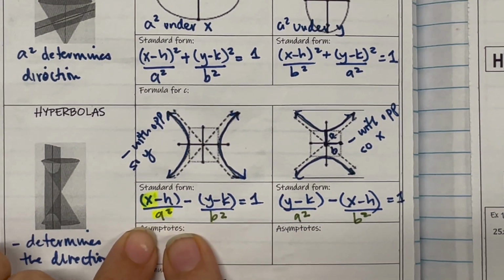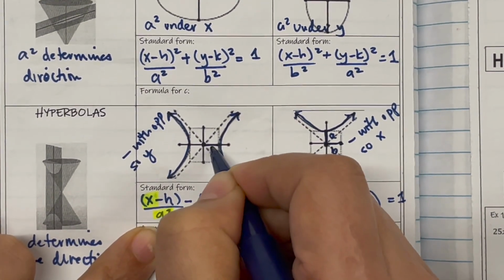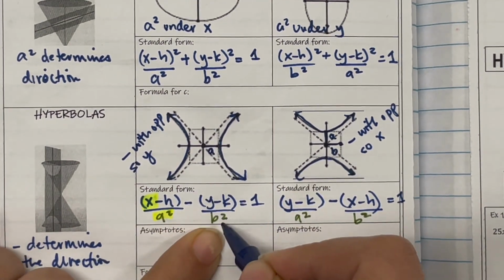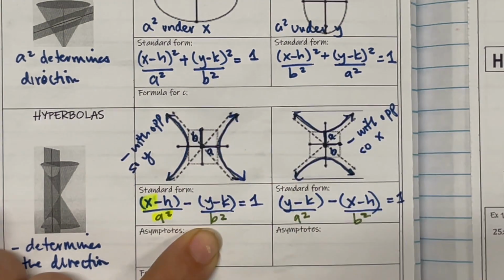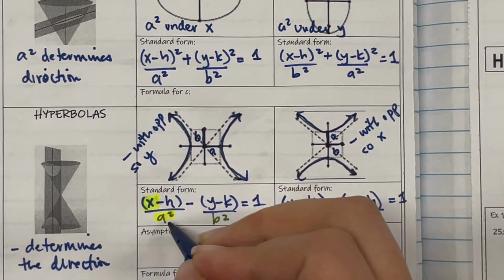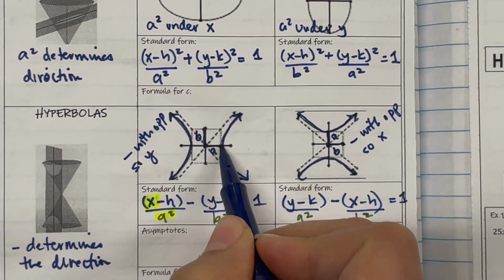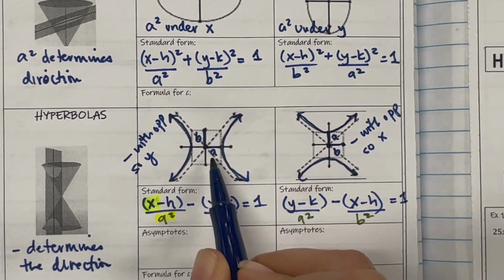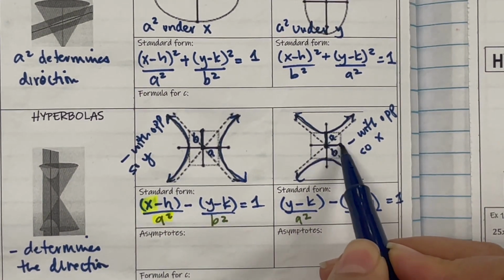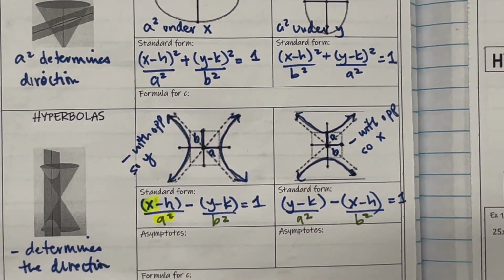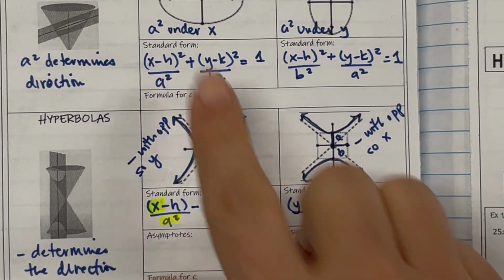So if I did the same thing here, A is in the X direction. So from here to here is A. B is in the Y direction. From here to here is B. And immediately you can see A is always my vertices. So this is my vertex, this is my co-vertex. A is always my vertex. Right here, this is my vertex, this is my co-vertex. A is always the vertex.